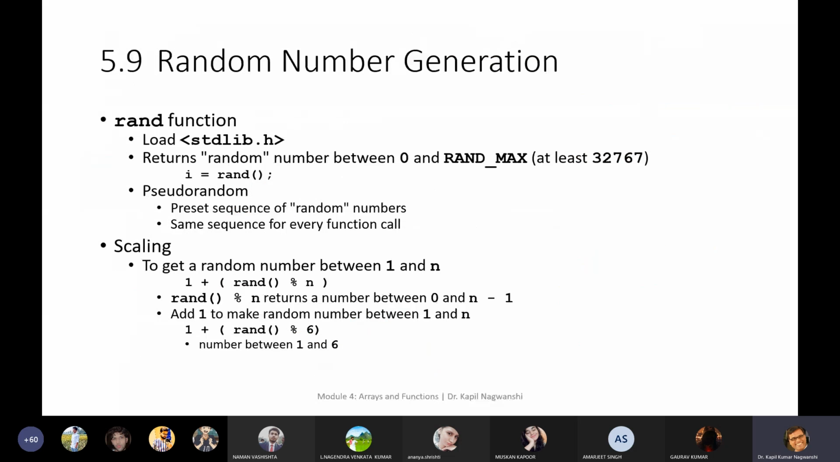So now come to random number generation. Initially, we start by loading stdlib.h. It returns a random number between 0 and RAND_MAX, which is at least 32767.